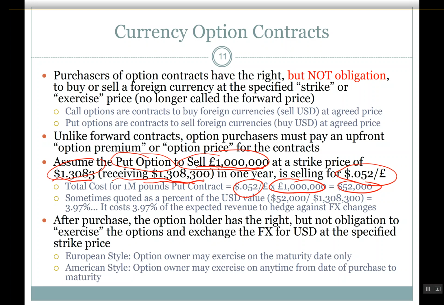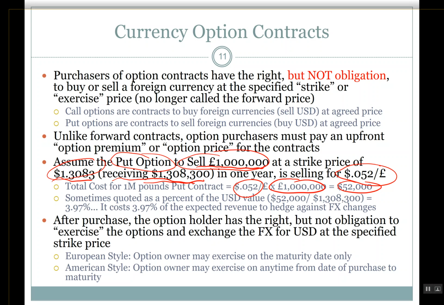So you would do that if the spot price on the day that it was due was better. Exactly. All right, so put your thinking caps on. One year later, the pound is selling for $1.40. Do you exercise the contract, or do you just go in the market? If I go in the market, I get $1.40 per pound, so I get 1.4 million. If I exercise the contract, I only get 1.3 million.